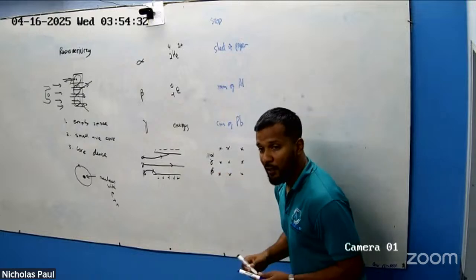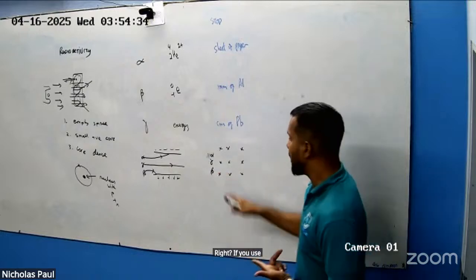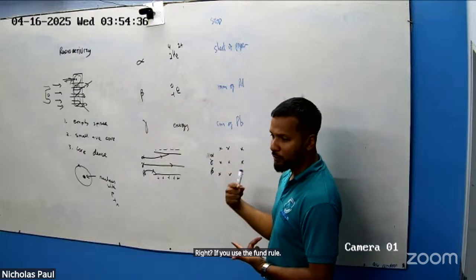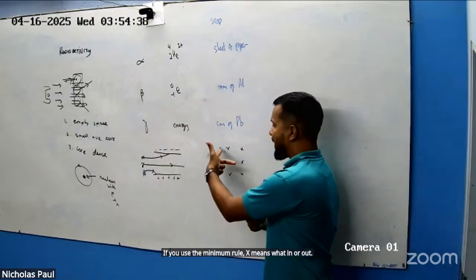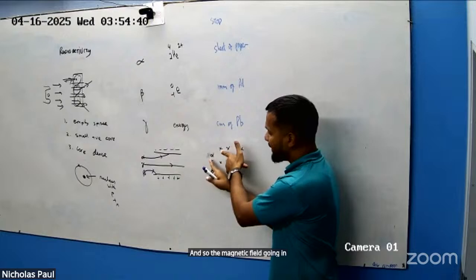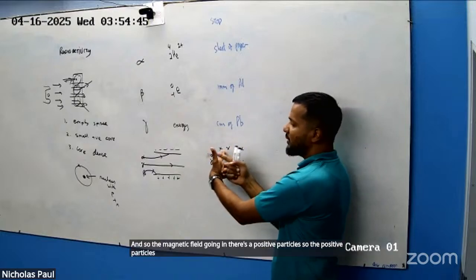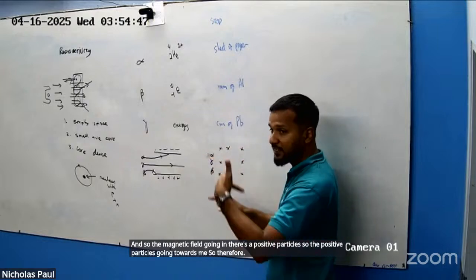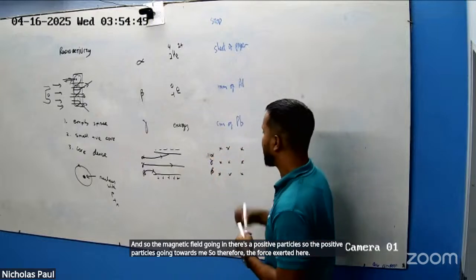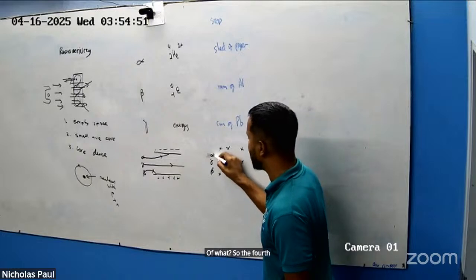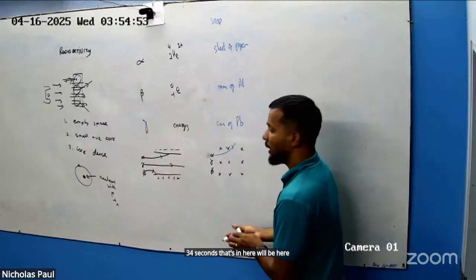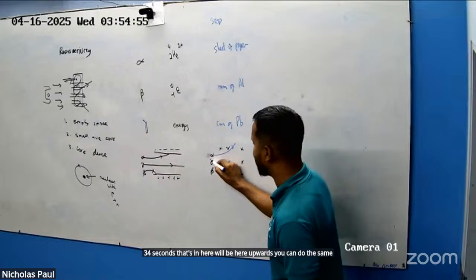If you use Fleming's left-hand rule, X means what? In or out? In. So the magnetic field going in, there's a positive particle, so the positive particle going towards me. Therefore the force exerted here is upwards. You can do the same thing, but you know what happens to gamma.